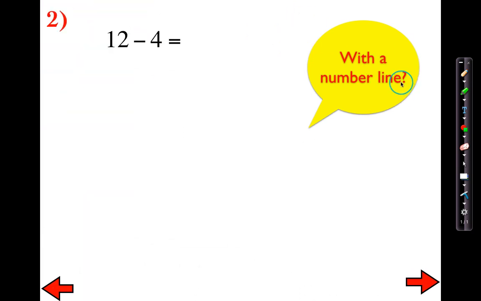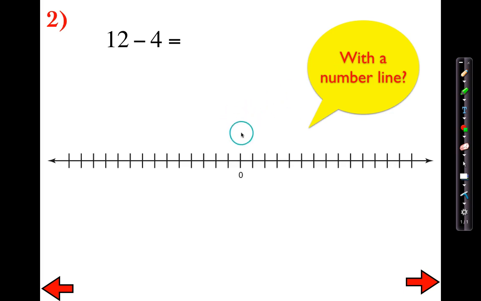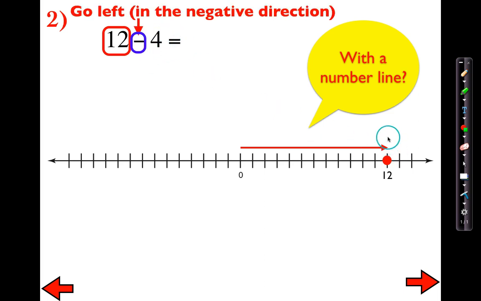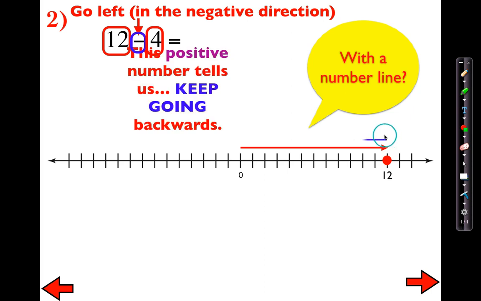Okay, let's try number 2. First I want you to think, 12 minus 4, you know how to do that. Don't overthink it, but let me show you a visual. Starting with the 0, I'm going to go to positive 12. And then from here, since it's subtraction, that means I'm going to go backwards 4. Starting where I left off, positive 12, I'm going to go backwards 4, which is going to leave me with 8.